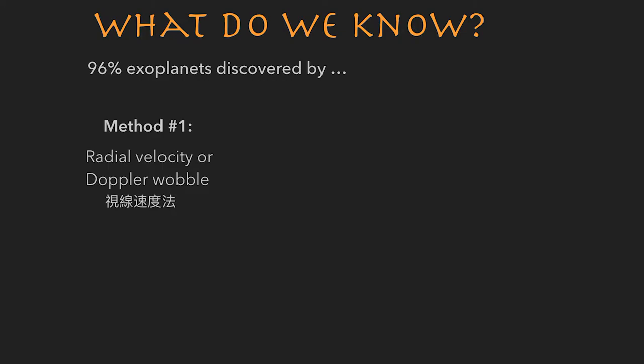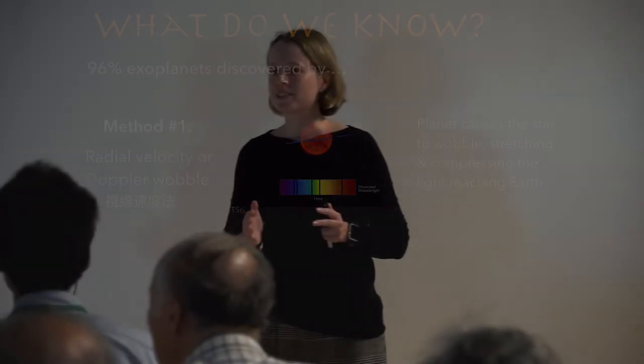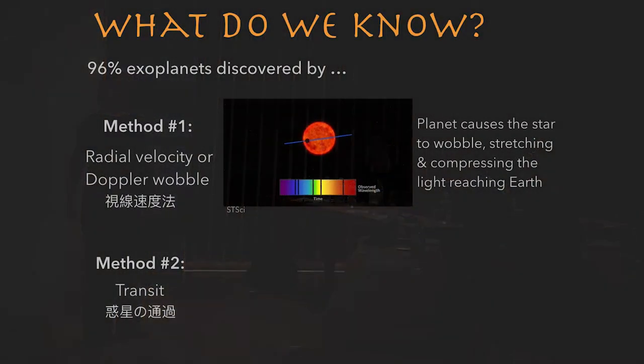The first of these is known as the radial velocity technique, or Doppler wobble. And here, the planet's gravity causes the star to make a very small movement, a tiny wobble that pushes it towards and away from the Earth. And as it moves towards and away from us, its light gets stretched and compressed. And stretching and compressing these wavelengths turn it from slightly redder to slightly bluer. And if we can measure that, we get a sense of the mass of the planet that might be orbiting it. The second technique is called the transit method.